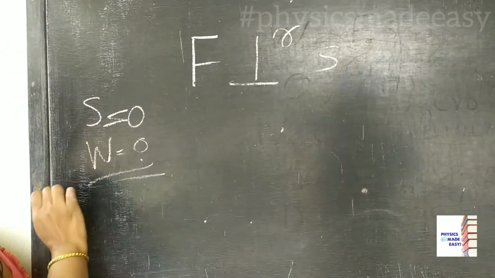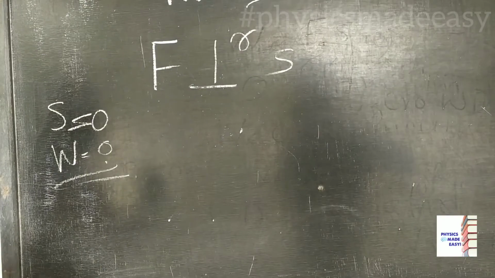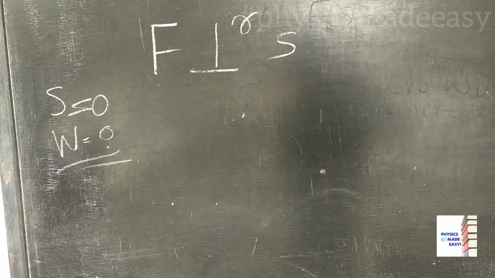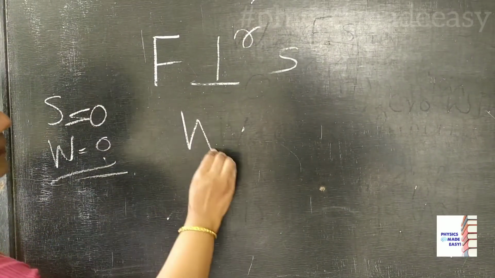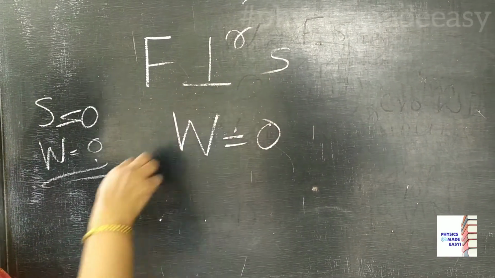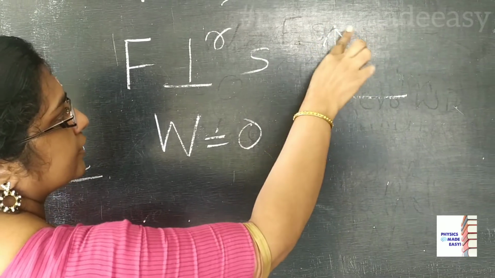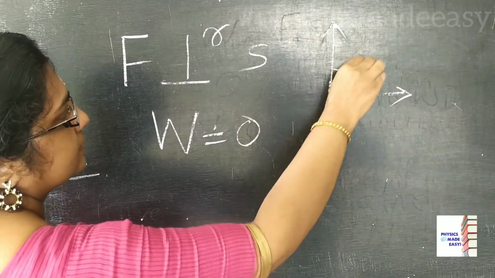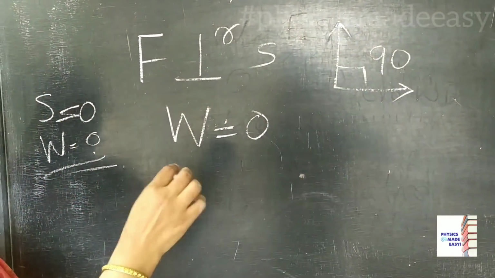In the same way, we have another condition too where the work done will be 0. If the force is applied perpendicular to the displacement, then the work done will be 0. That means force and displacement are at right angles. The force is in one direction and the displacement is perpendicular to it, so it is 90 degrees, which means the work done is 0.